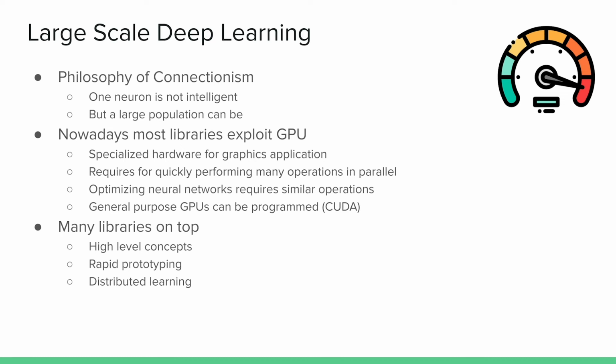There are many libraries on top of CUDA that have this high-level concept of layers and even higher concepts, like having a classifier out of the box that you can use, which allows you to do rapid prototyping and distributed learning. That's a really cool thing when you have a problem that is too large to train on a single machine. You can split your problem into multiple parts and train on many machines, and these deep learning frameworks often allow you to do this quite easily.